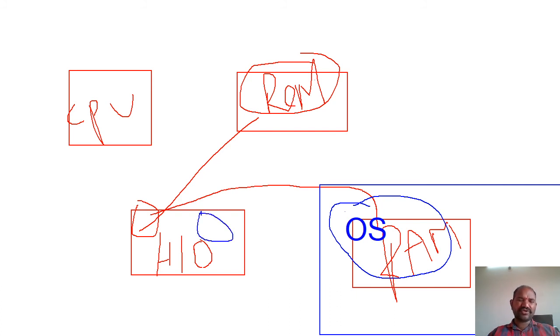Actually, if we had a board, it would be very easy to explain the concept comfortably. But as it is online, we can't do that, right? So here the operating system is dumped into the RAM, and once it is dumped from the hard disk into the RAM, the starting address of the operating system is given to the CPU.